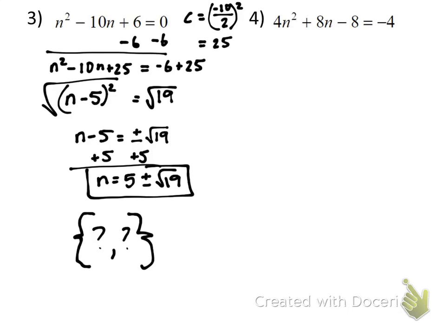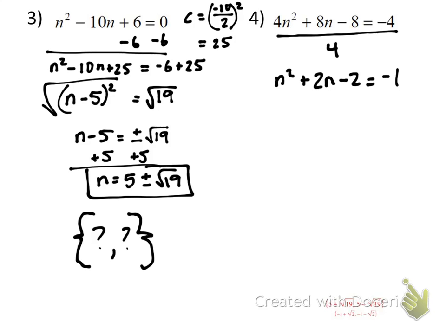So watch what I'm going to do. I'm going to divide the whole thing by 4. I wanted to show you this trick. So 4n squared divided by 4 is just n squared. 8n is just positive 2n. Minus 2 is equal to negative 1. Okay? So I just showed you this first step to show you the trick of this. Okay? Go. Complete the square.